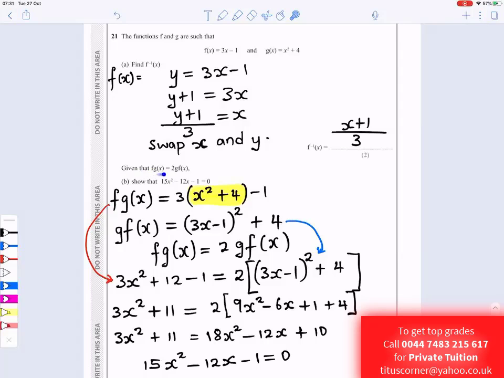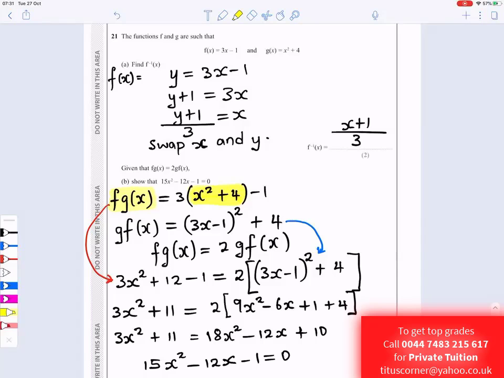Given that fg of x equals 2 gf of x, show that 15x squared minus 12x minus 1 equals 0. This is part B. We need to get fg of x first, and I'll highlight fg of x in yellow. So we need to find fg of x.